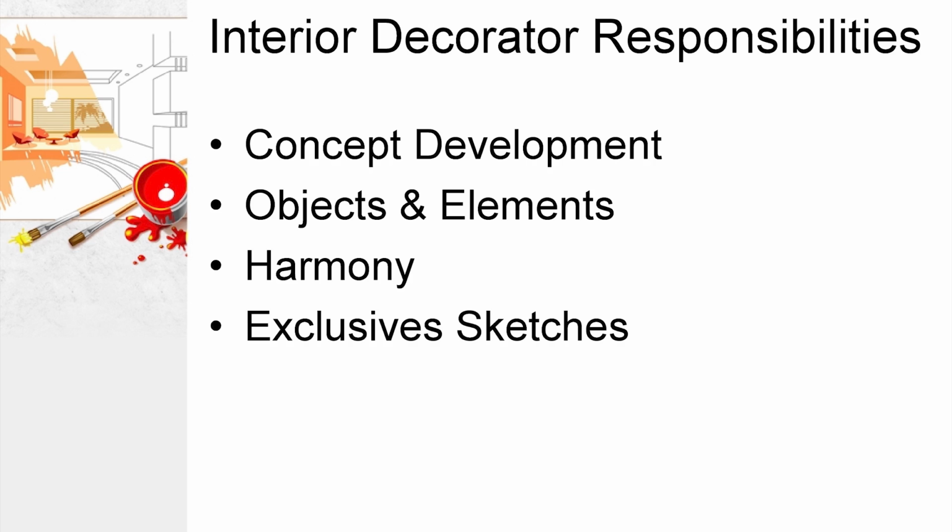Objects and elements. The next stage is to choose interior objects and items that would fulfill the scene. They may include paintings, pieces of furniture, lamps, curtains, floors, dishes and other accessories. And the third one, harmony. A decorator is responsible for developing a harmonious scene. The idea is to make all separate objects match each other in style or color to create a full picture. And the fourth one, exclusive sketches. If the interior requires some exclusive item like a lamp, painting or the head of the bed, a decorator can develop sketches and blueprints to have an exclusive object produced for the given project.